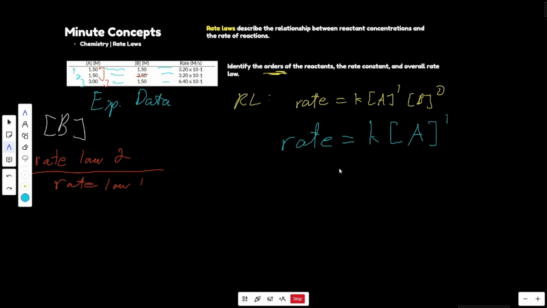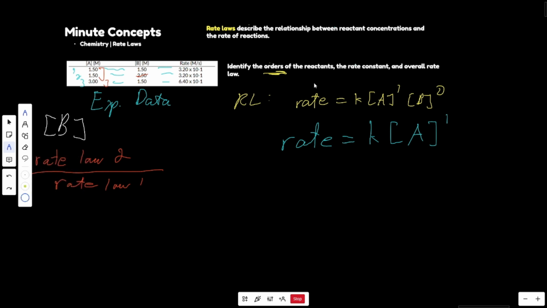Now, what does that mean? A zero order reaction means that regardless of the concentration of a certain substance, the rate of reaction will always be the same. So no matter how much I put of B, the rate of the reaction will still be the same. I can put 6 tons of B and nothing would change. On the other hand, if I put 6 tons of A, something would change. I hope that's clear.